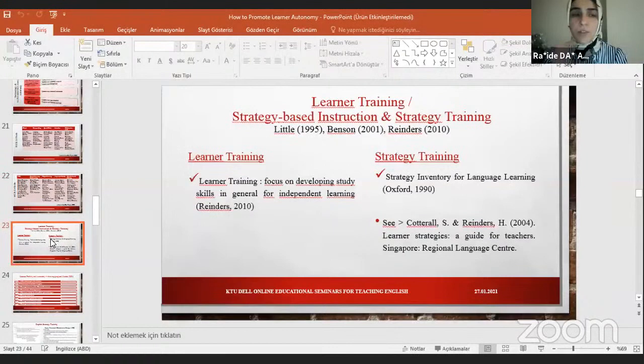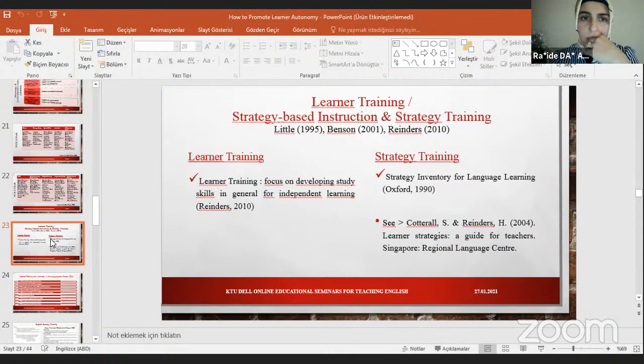And another way, under the title of learner-based approaches, I mean, the previous slide about the related areas of practice. So what else can you do so as to help your learners to become autonomous? Learner training or strategy training, or in other words, we can use strategy-based instruction as well. So these ways also are helping. There's a slight difference between learner training and strategy training, so let me clarify that distinction.